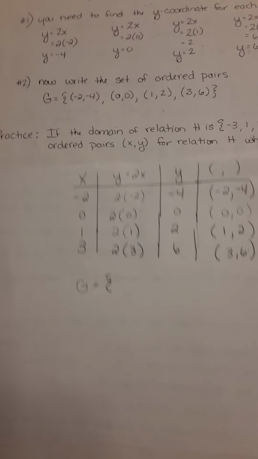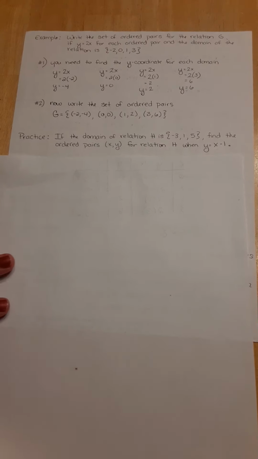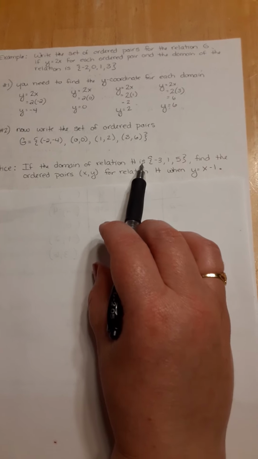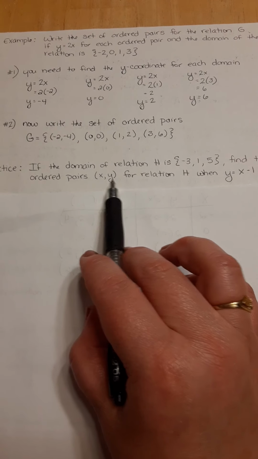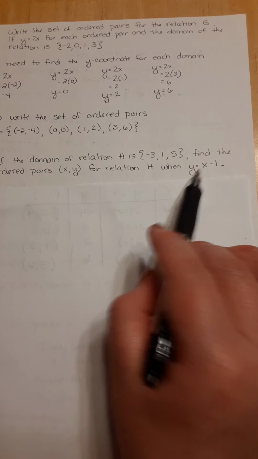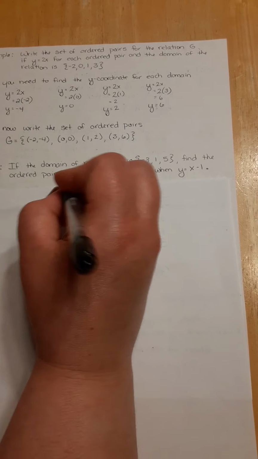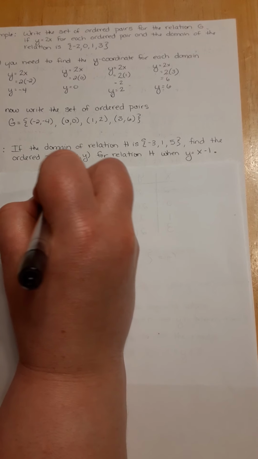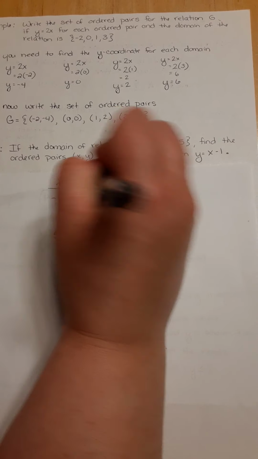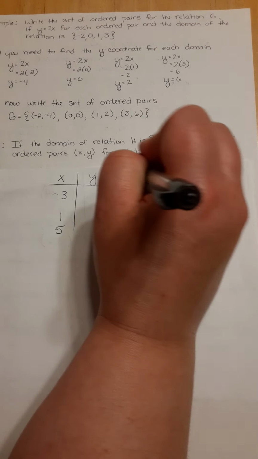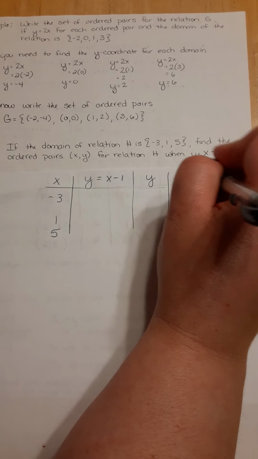So last thing here, let's do a practice. If the domain of a relation H here is negative 3, 1, and 5, find the ordered pairs x and y for the relation H when y equals x minus 1. So it's going to be the same thing. My x values, they give me as negative 3, 1, and 5. The relation they give me is the equation y equals x minus 1. I need to find what y is, and I also need to have the ordered pairs.